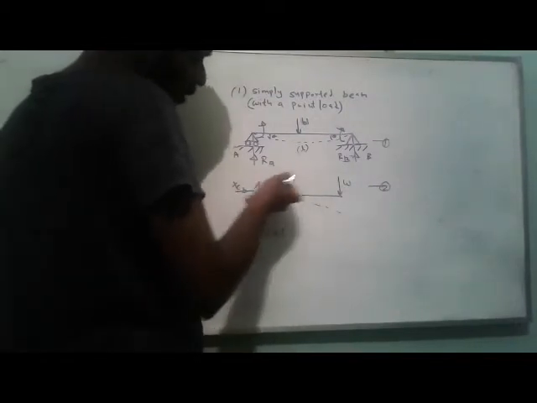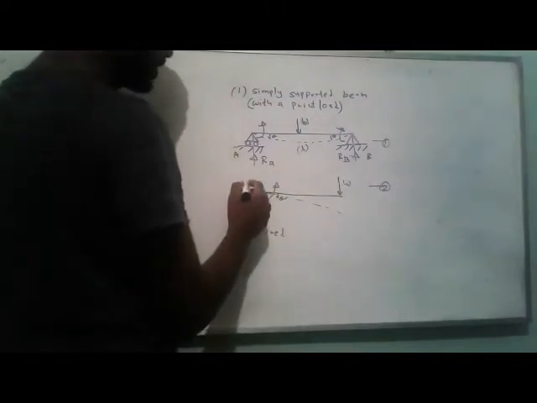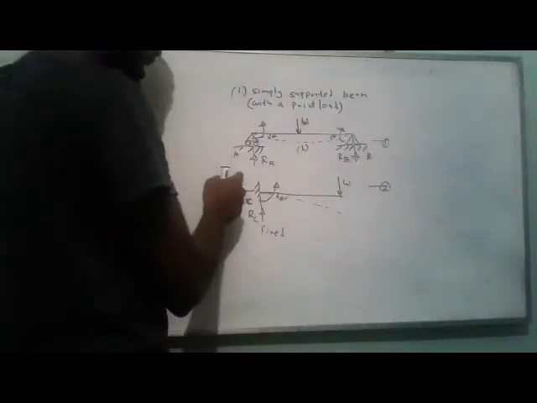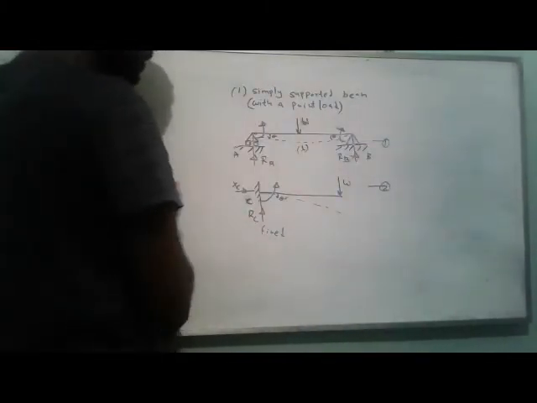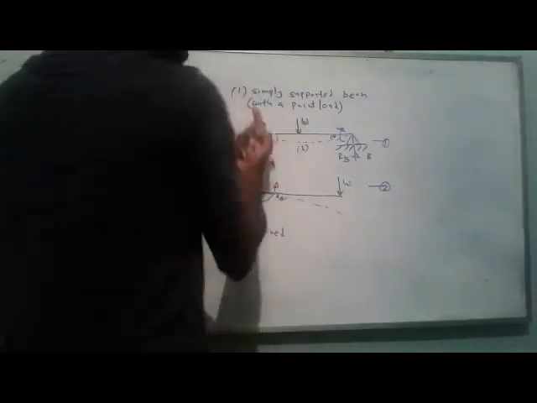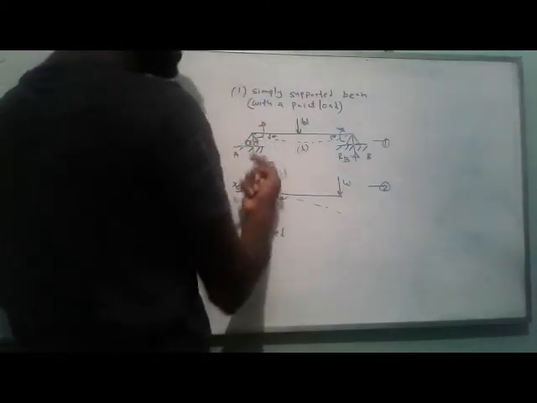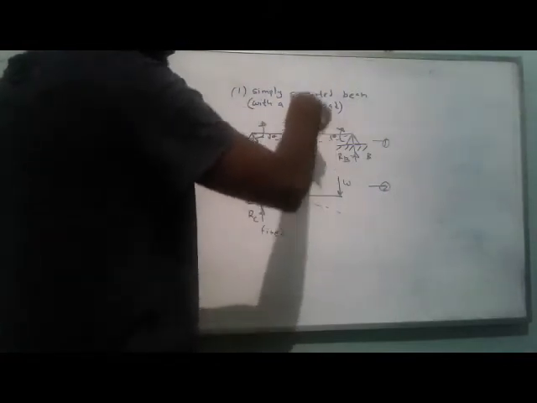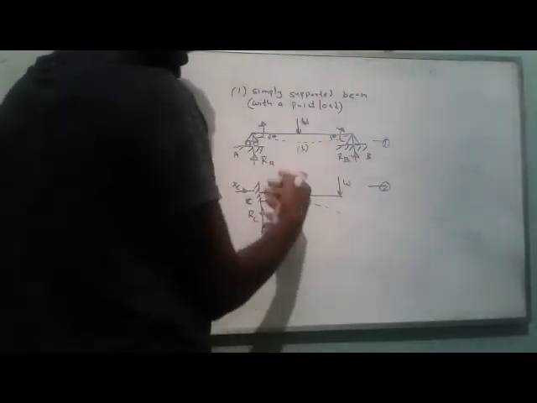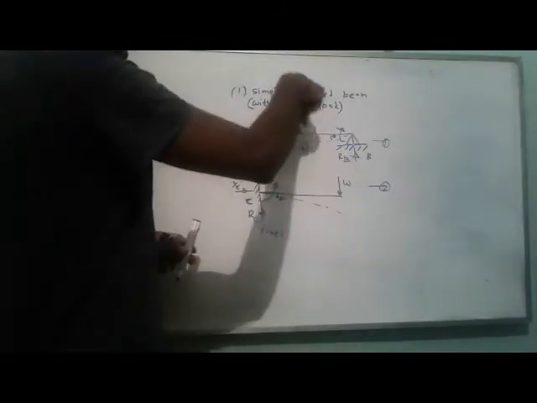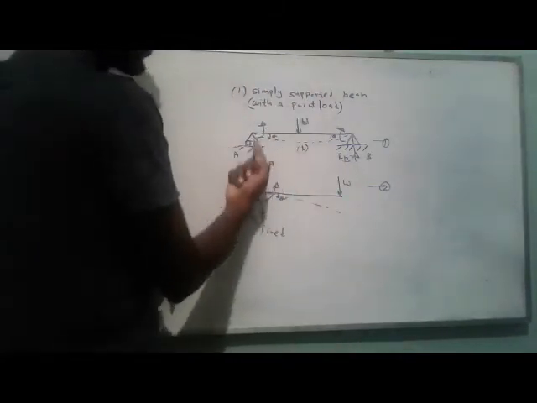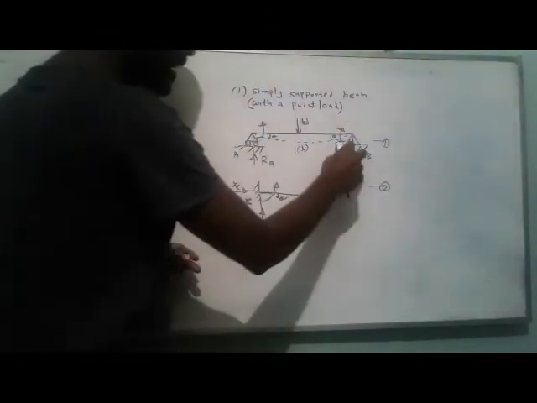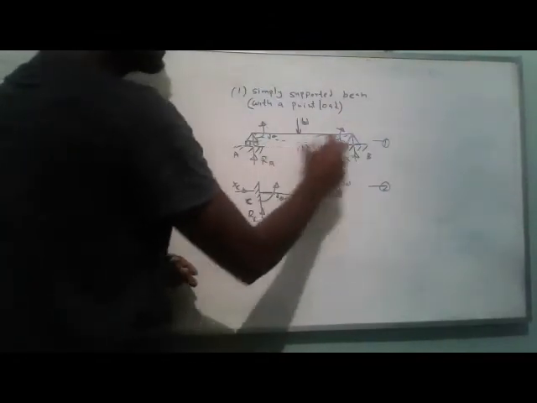Fixed end, it cannot move. Therefore, this xc is not equal to 0. There is a horizontal force as well. And also in the upward direction, there is a downward force here in system 1, called W. Therefore, to cancel this force W, there should be these RA and RB reactions. Therefore, RA and RB reactions cannot be 0.